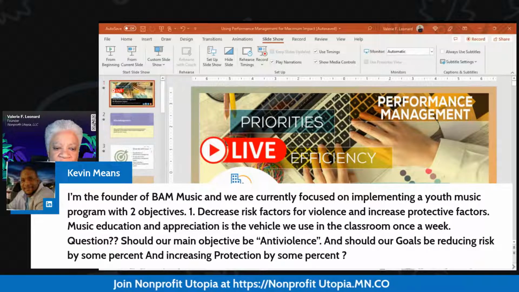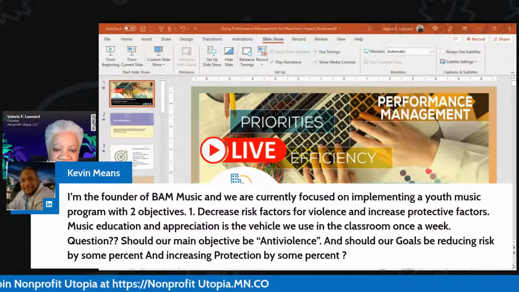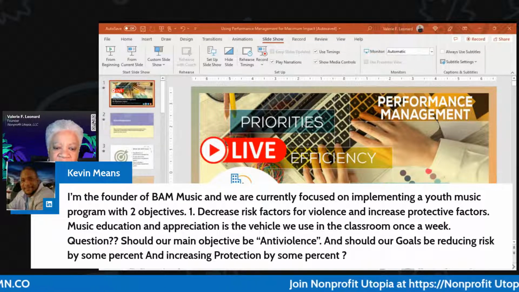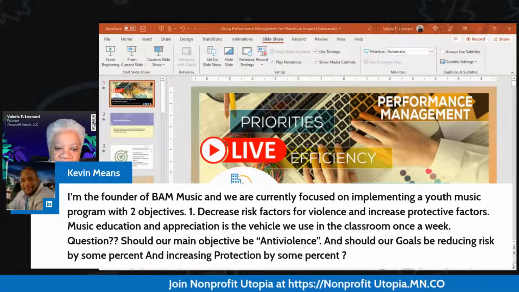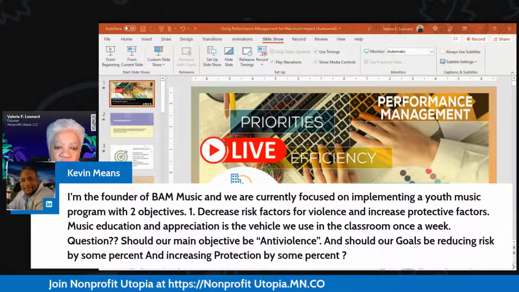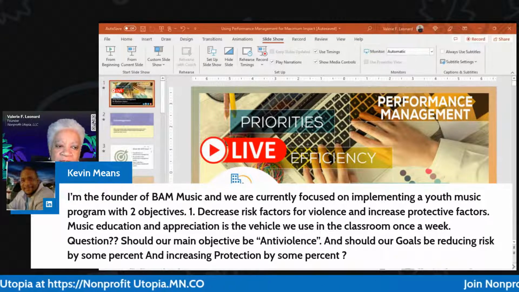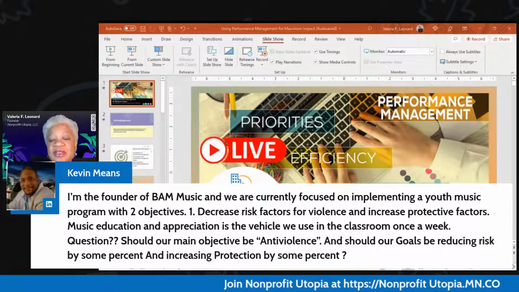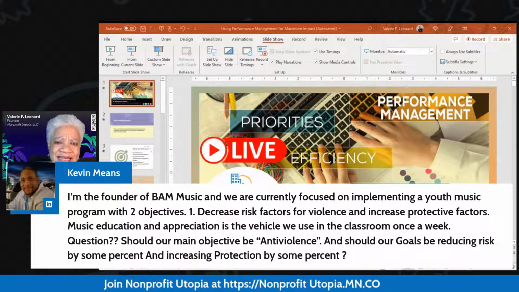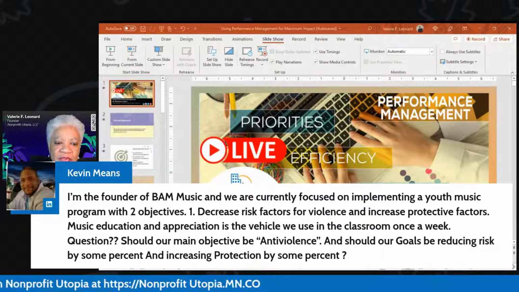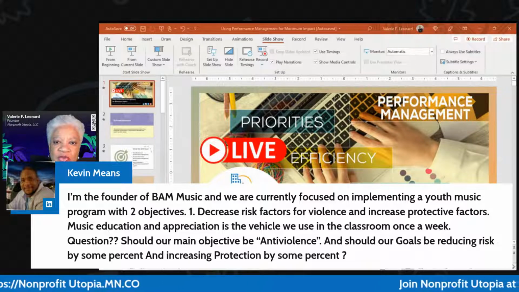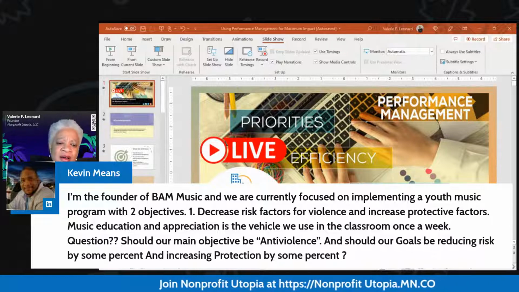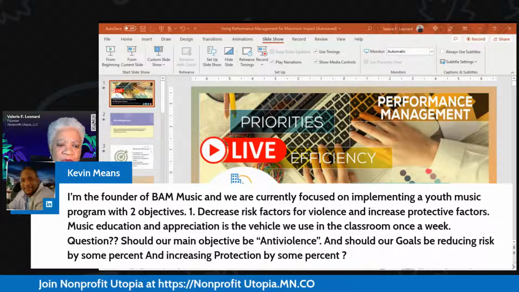Question: should our main objective be anti-violence, and should our goals be reducing risk by some percent and increasing protection by some percent? And I do think your overall goal should be to mitigate violence. But as you know, that's a very tall order. It's a very complex problem, and it's going to take more than one strategy, more than one intervention, and music is just one of those. And I know you know that already based on the program that you're working with.